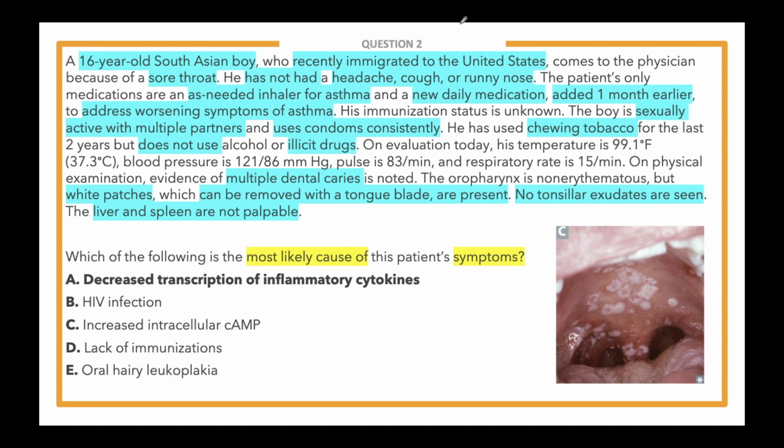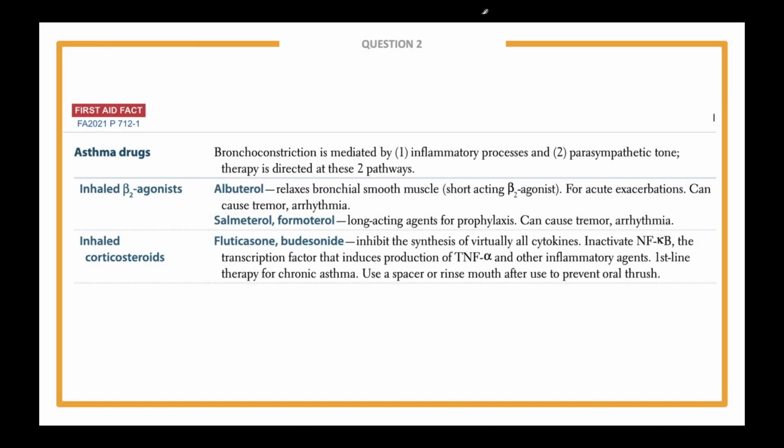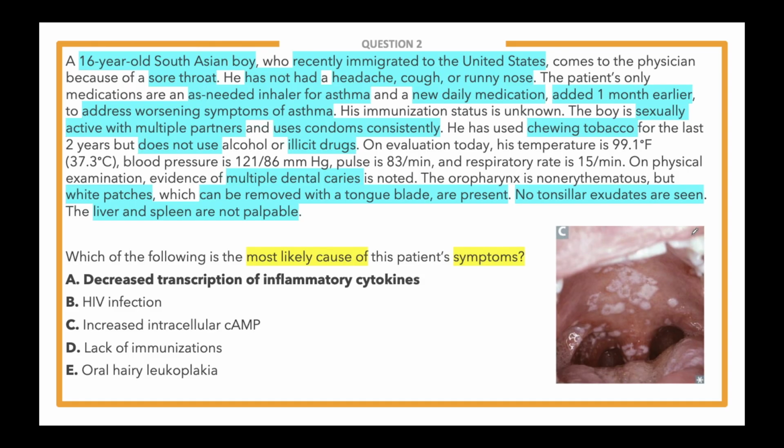As you can see on the next slide, Sean has actually gone ahead and pulled up a table that shows the inhaled corticosteroids and their mechanism of action. They inhibit the synthesis of virtually all cytokines, and it can cause oral thrush. And one of the ways to help prevent that is to either rinse your mouth out afterwards or to use a spacer device with your inhaler. So going back to our question, this patient probably got thrush from the use of inhaled corticosteroids, which work by downregulating or decreasing inflammatory cytokines. Okay, so that's why answer choice A is the best answer in this case.